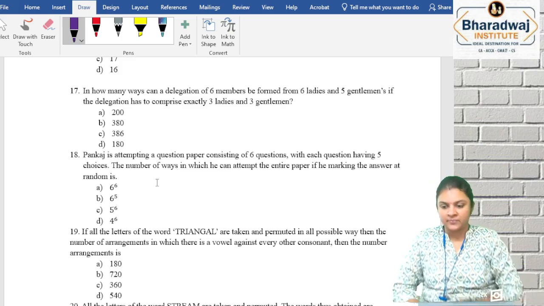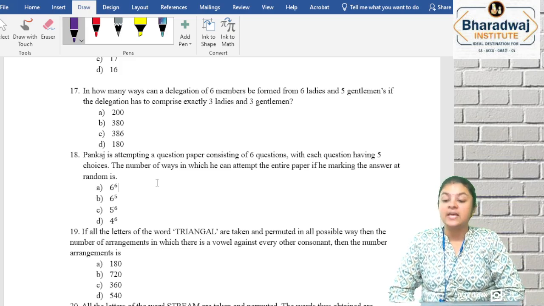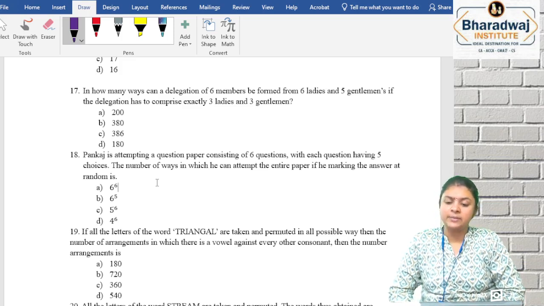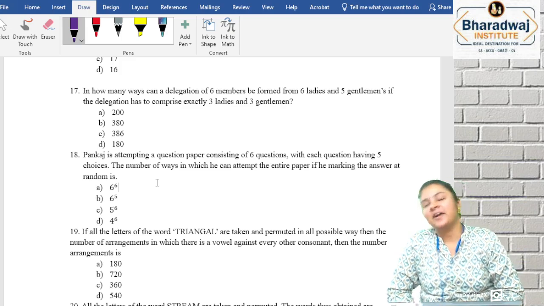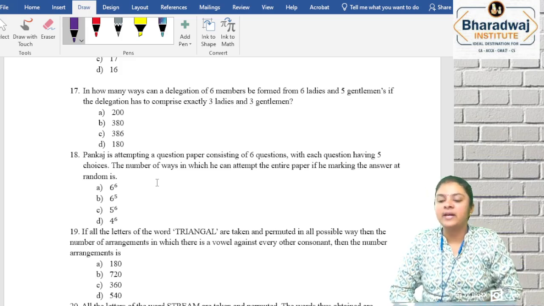18th. Pankaj is attempting a question paper containing 6 questions, each having five choices. Repetition. The number of ways in which he can attempt the entire paper if he is marking the answers at random is 5 power 6 or 6 power 5? 5 power 6. So the number of options per question is 5, 5 to the power 6.